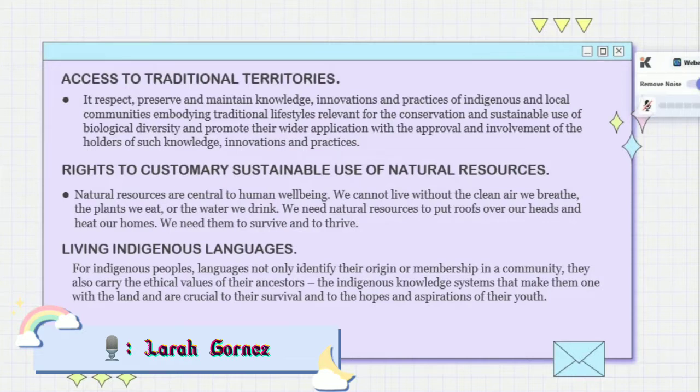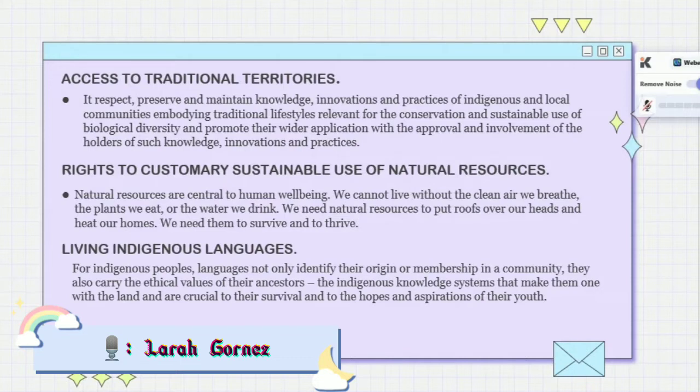Lands, territories, and related resource rights are of fundamental importance to indigenous peoples since they constitute the basis of their economic livelihood and are the sources of their spiritual, cultural, and social identity. The rights to customary sustainable use of natural resources are central to human well-being. We cannot live without the clean air we breathe, the plants we eat, or the water we drink. We need natural resources to put roofs over our heads and heat our homes. We need them to survive and to thrive.